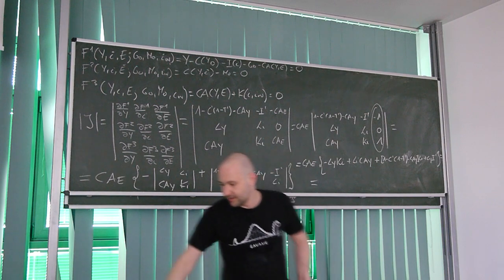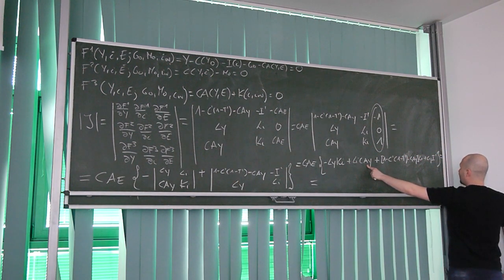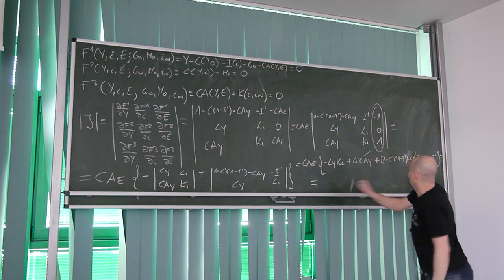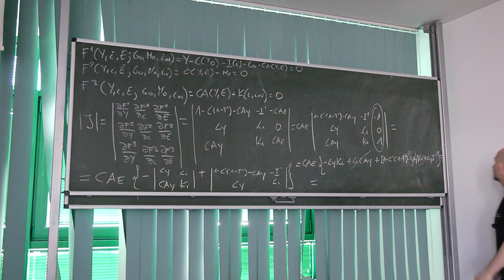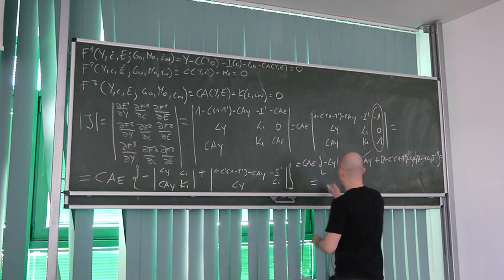Okay, and now look. Here we have LICAY with plus. Here we have LICAY with minus. So they cancel each other out. And now I can just collect those elements and I'm obtaining the final solution.